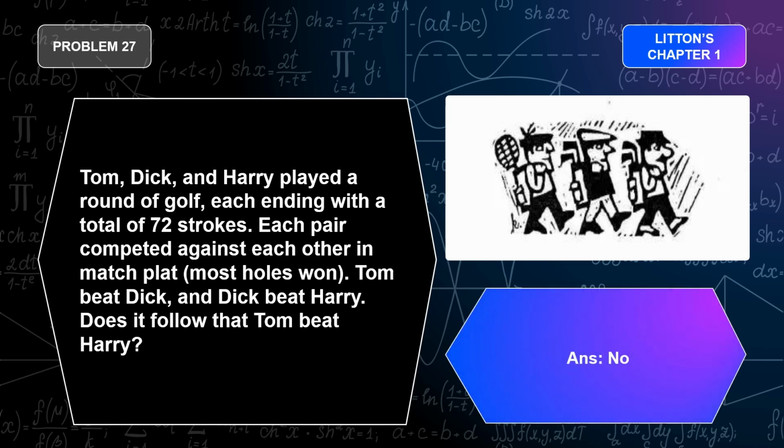For example, Tom could have shot 3, 4, and 5 followed by 15 fours, Dick 4, 5, and 3 followed by 15 fours, and Harry 5, 3, 4, followed by 15 fours, in which case Tom would end 1 up on Dick, Dick 1 up on Harry, and Harry 1 up on Tom.